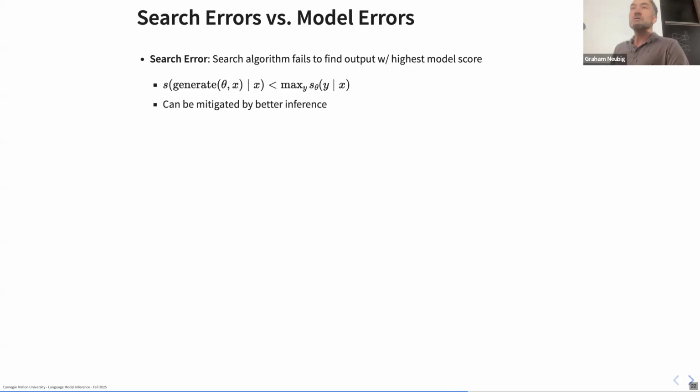So if search errors are your problem, this can be mitigated by better inference algorithms. You can find a better search algorithm, and this will do a better job at finding the highest probability thing. So you might switch greedy search into beam search, or you might switch beam search into A-star search, or some other search algorithm.